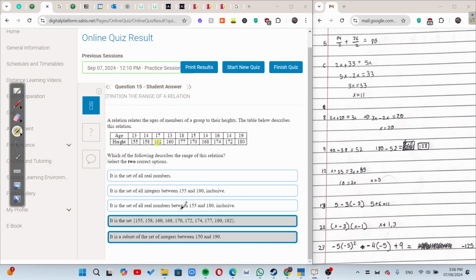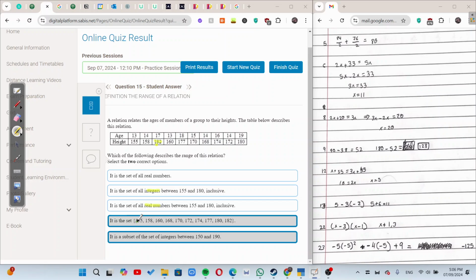It's the set of all real numbers between, and here it says integers. It's not integers, it's real numbers. But is it between 155 and 180? No. So if it said 155 and 182, your answer would be right, but it did not.